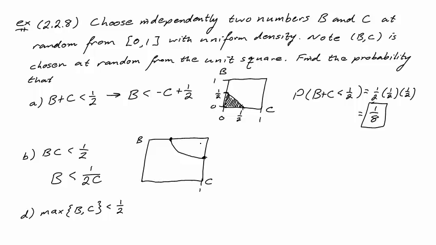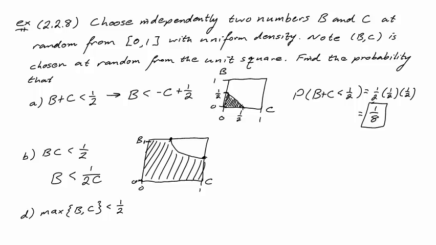Think of the graph of 1 over x. Here we're just looking at the part of that graph that falls inside of our square here. Now I want b times c to be less than 1/2, and so that's going to correspond to the region over here. But that's a rather awkward region to find the area of.